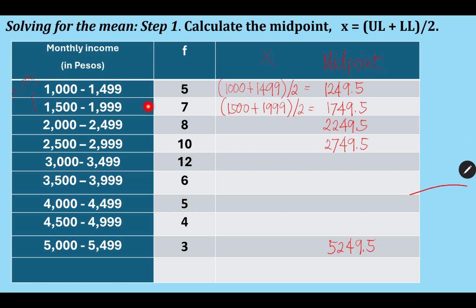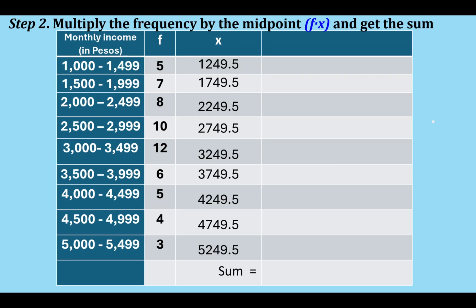So in the next table we have, okay, here now we're going to multiply the frequency by the midpoint. Okay, so we have here our f times our x. This column here is the one that we solved in the previous slide. Okay, so the first one would be f times x. This would give us 6247.5.